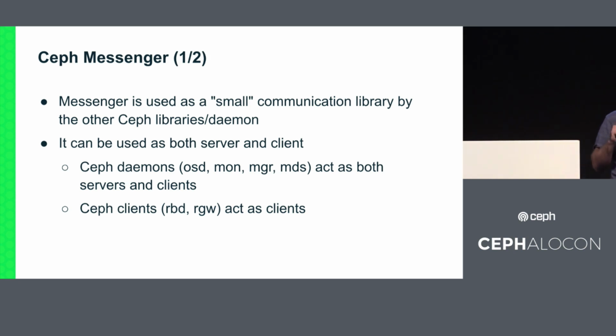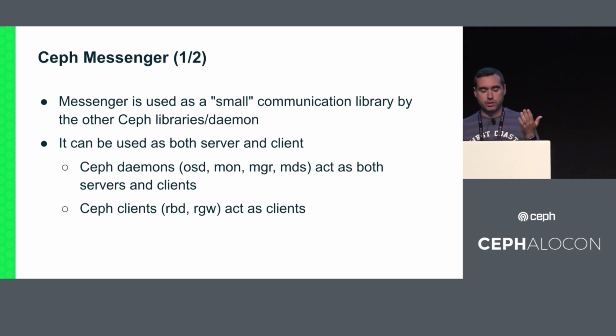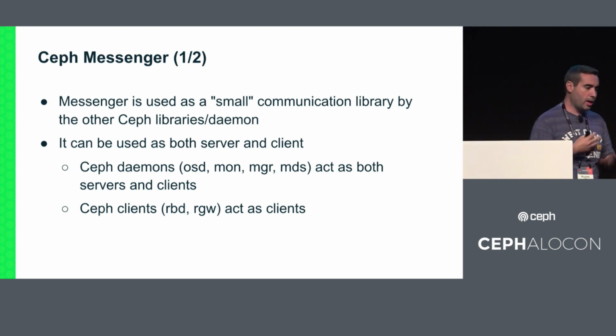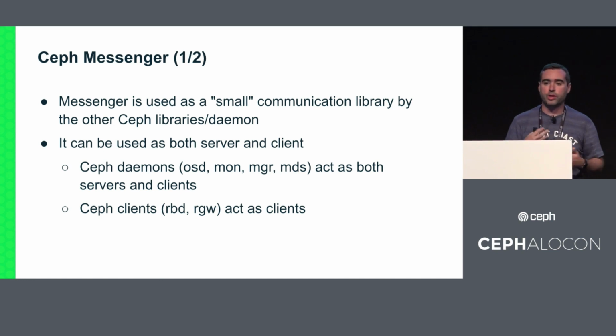This small library can be used both as a server and a client. Because OSDs and other components act both as servers and clients. They are listening for requests, and they are sending requests to each other. And RBD and RGW are just clients.